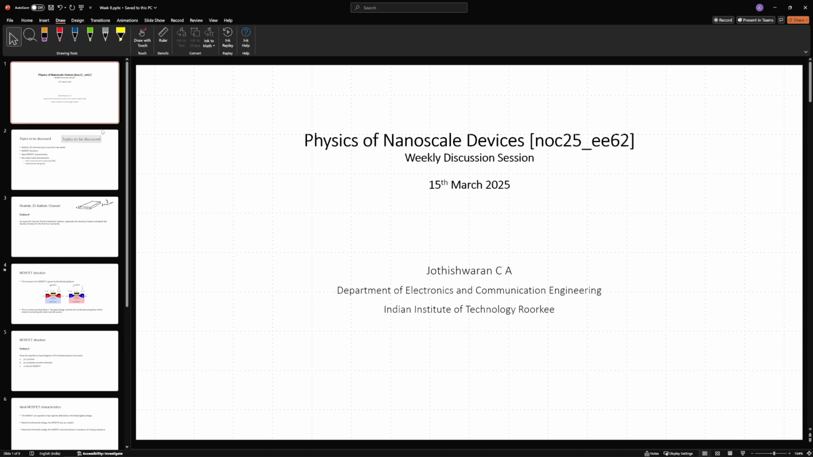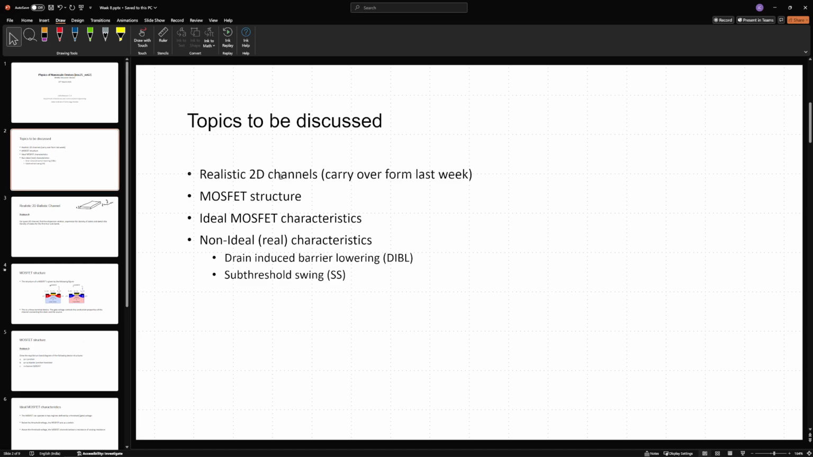So, as I had mentioned at the end of last week's session, we shall be starting with this topic that we left from last week. We'll look at realistic 2D channels and the idea of 2D subbands. We had already seen this for the 1D case. Please refer to the previous week's slides for that. So we'll essentially repeat that exercise for the 2D subbands very quickly.